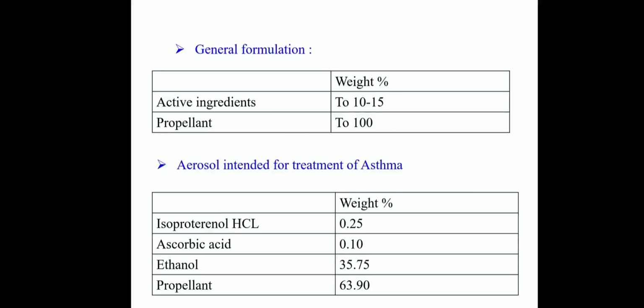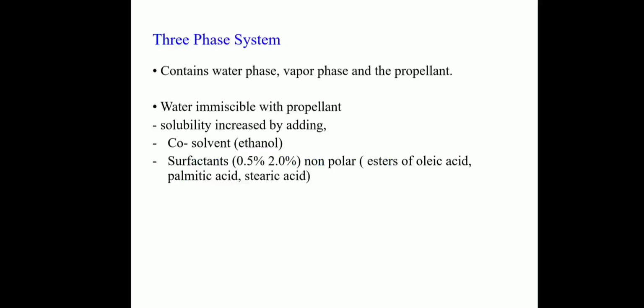Here is the general formula of the two-phase system which we use: active ingredient and propellant. Another one is a formula for treatment of asthma. In this, isoproterenol HCl, ascorbic acid, ethanol and propellant are used.